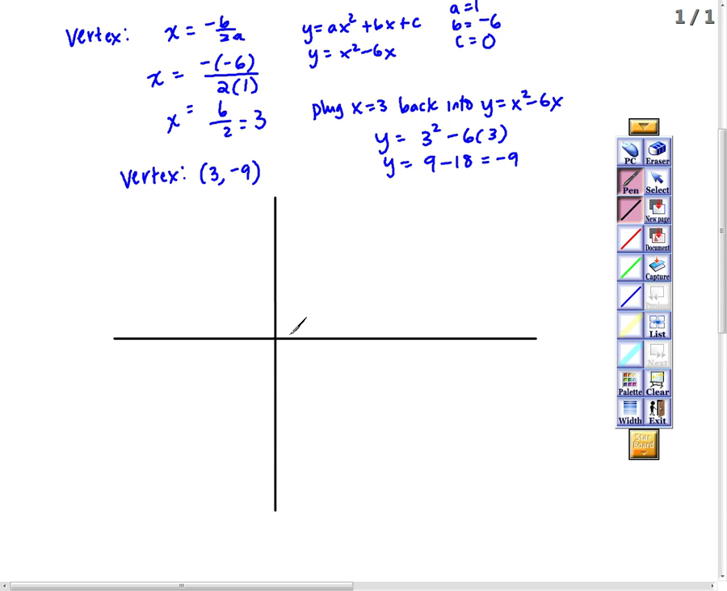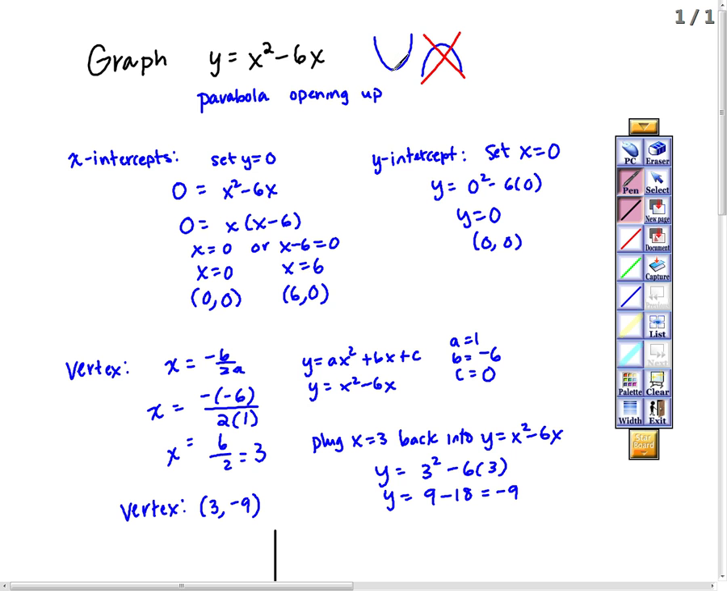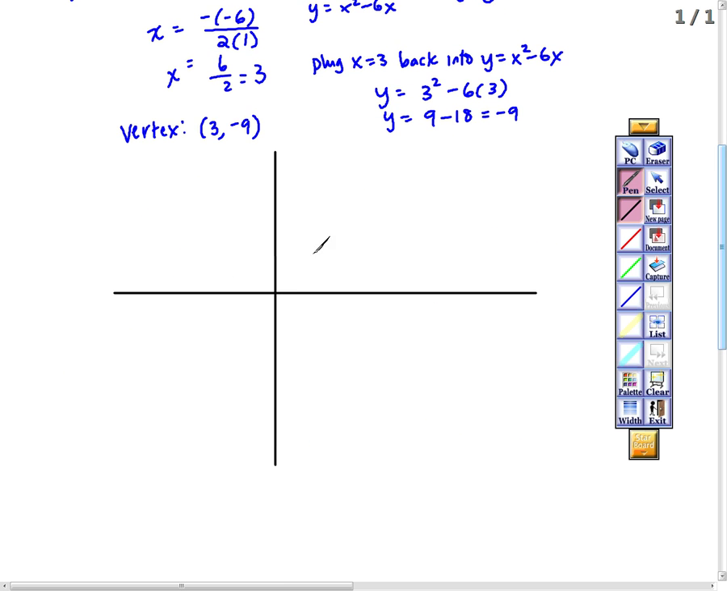I need negative 9 at least. Remember, we said this was a parabola opening up, so the vertex is going to be the smallest y value we have. So I just need to get to negative 9. 1, 2, 3, 4, 5, 6, 7, 8, 9. Obviously my scale isn't quite perfect, but it's good enough.